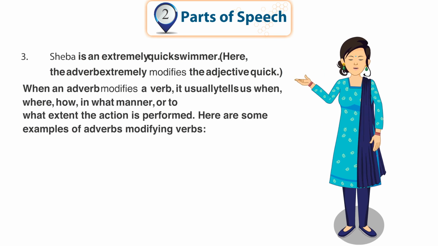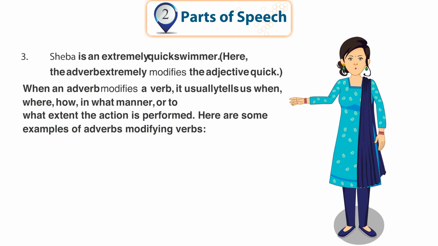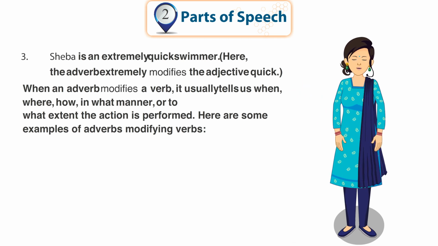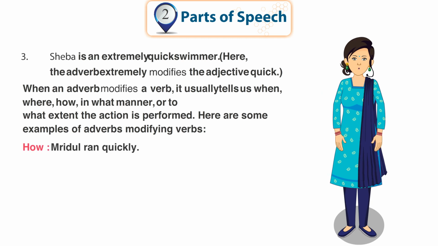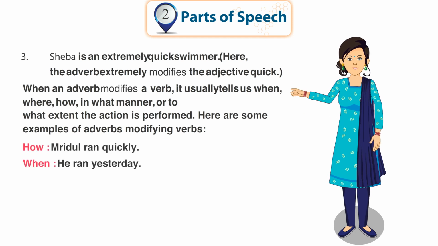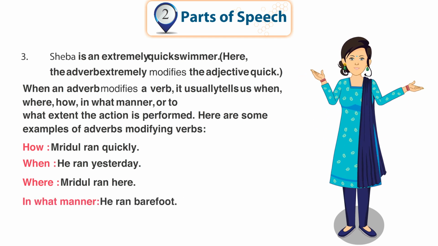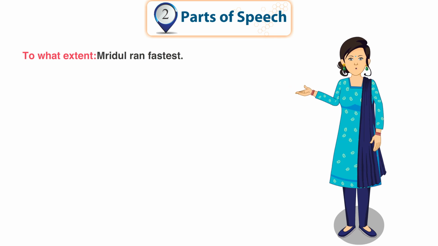When an adverb modifies a verb, it usually tells us when, where, how, in what manner, or to what extent the action is performed. Here are some examples of adverbs modifying verbs. How: Mridul ran quickly. When: he ran yesterday. Where: Mridul ran here. In what manner: he ran barefoot. To what extent: Mridul ran fastest.